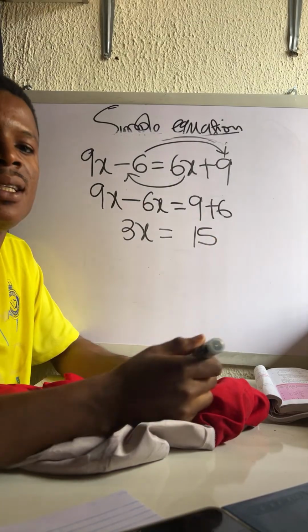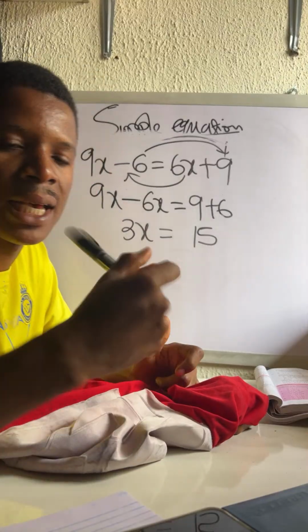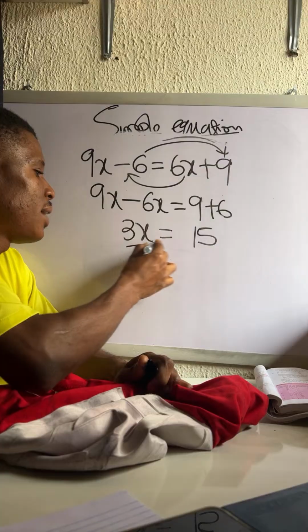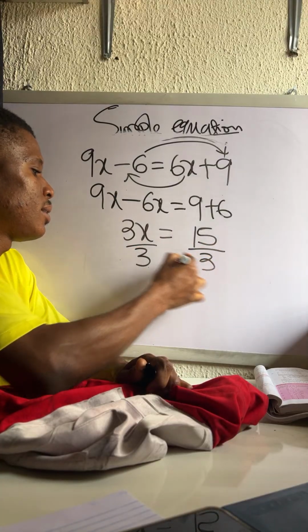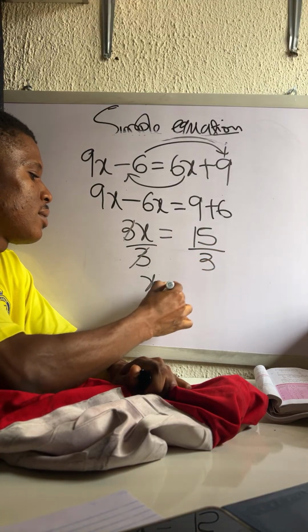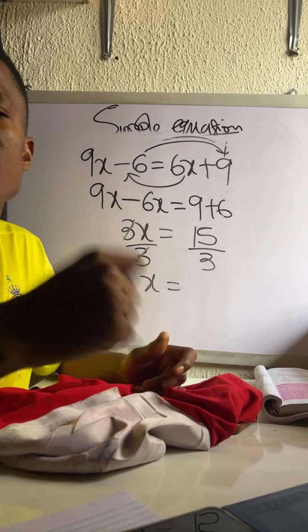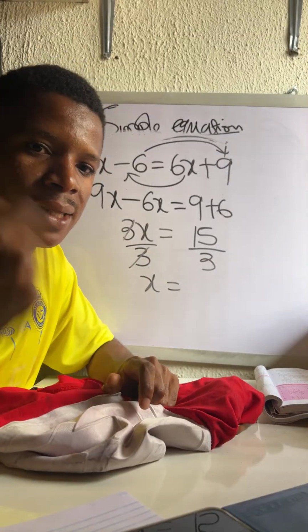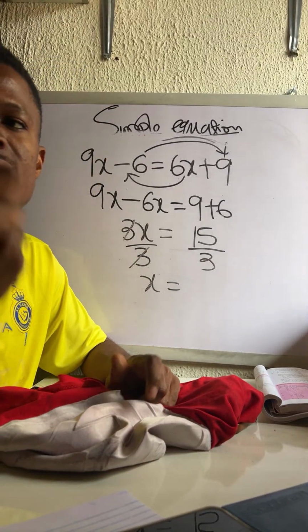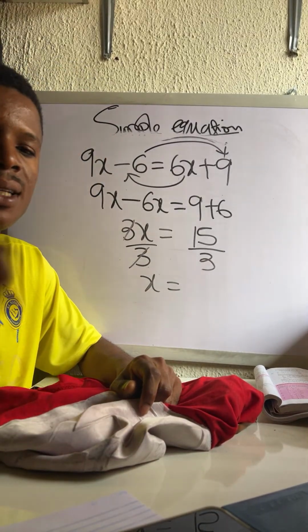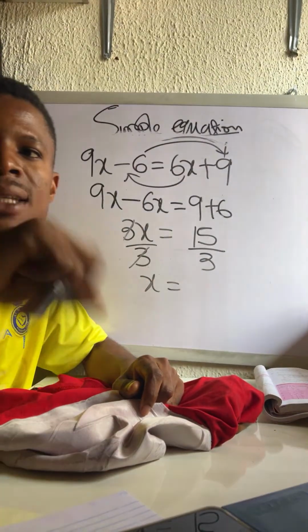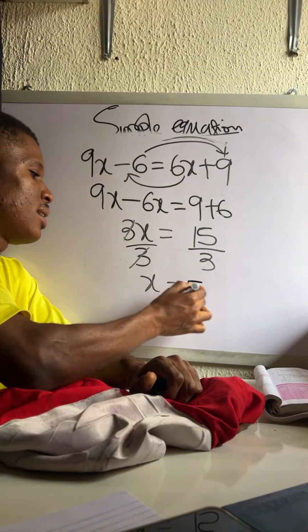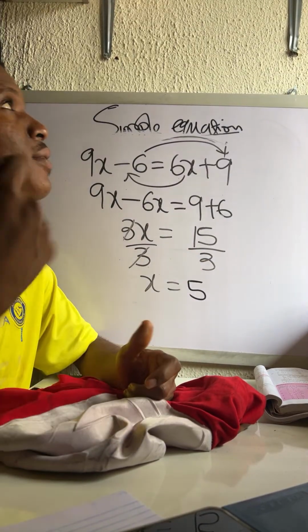15. Then to get the value of x, what do we do? To get the value of x is easy. We divide through by 3 and divide by 3. If you divide by 3, x is equals to, what is 15 divided by 3? 15 divided by 3 is 5. So you have it as 5. So clap for yourself guys for following.